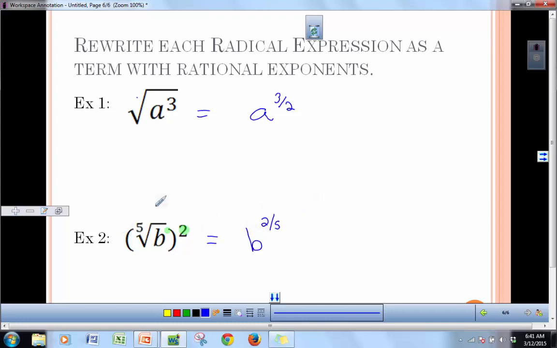Okay? And like I said, another easy way to think about it, if you remember that the square root is the same thing as the 1/2 power, there's your exponent of 1, there's your index of 2. So if you ever forget which one goes in the numerator, which goes in the denominator, always think about the square root in relationship to 1/2.